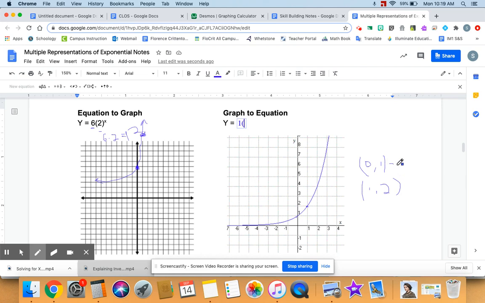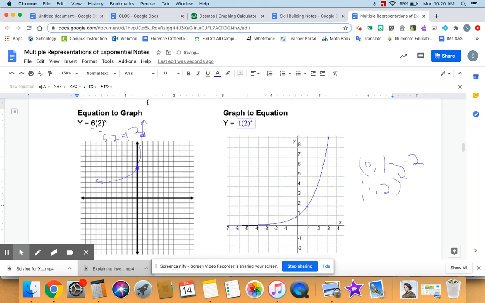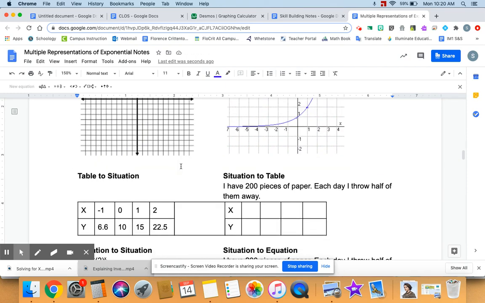So what times 1 becomes 2? Times 2. You could have also done 2 divided by 1 to figure out that we are multiplying by 2. But nonetheless, that's my multiplier. And so that's graph to equation.